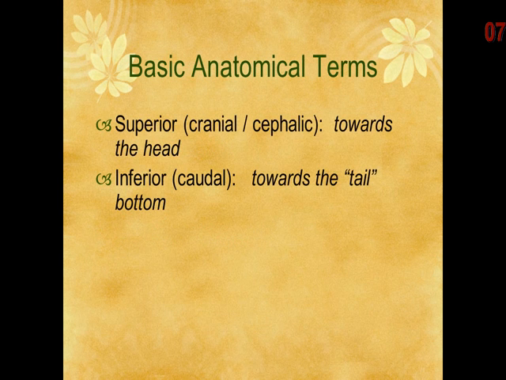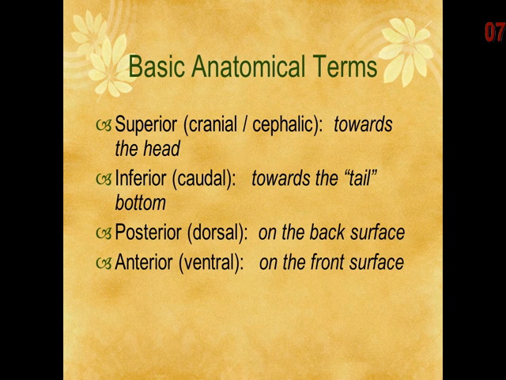We will start with some basic terms. When referring to something being on the head or towards the head, we use the term superior, versus towards the tail or bottom of the torso we refer to as inferior. The older terms you will still see are cranial or cephalic in place of superior, and caudal for towards the tail.